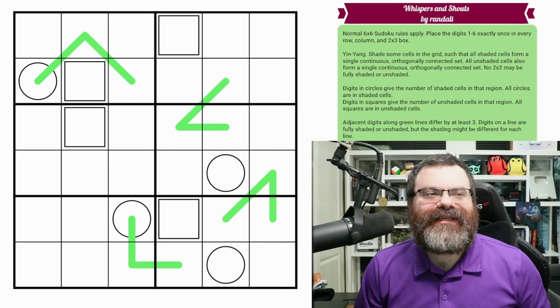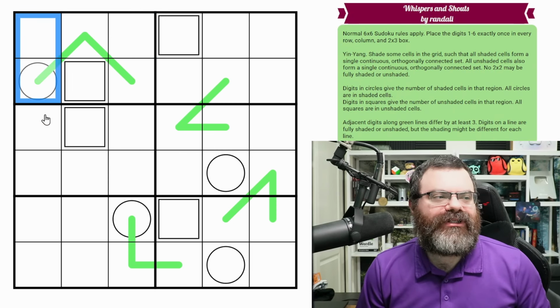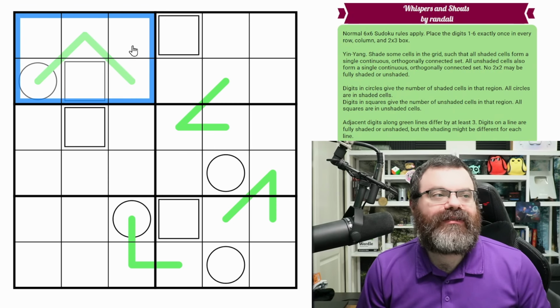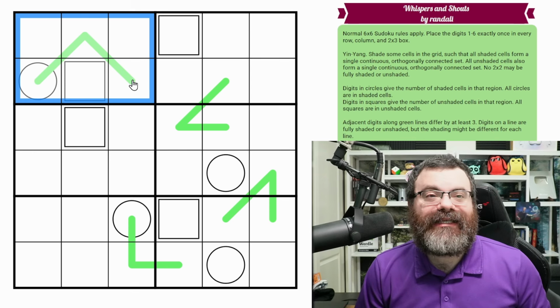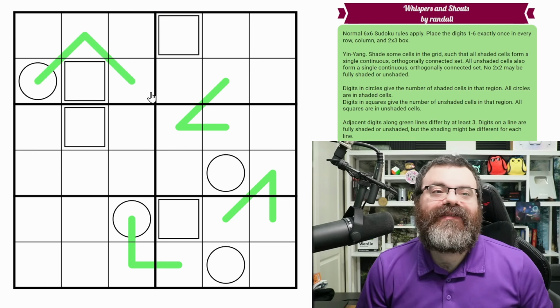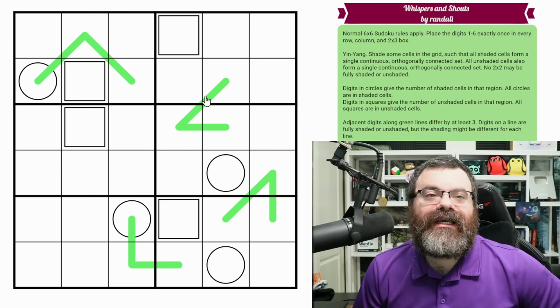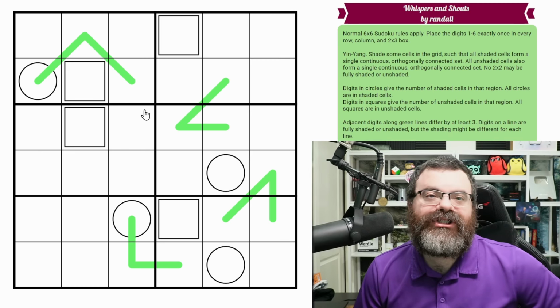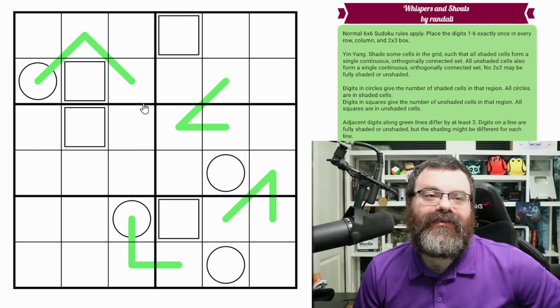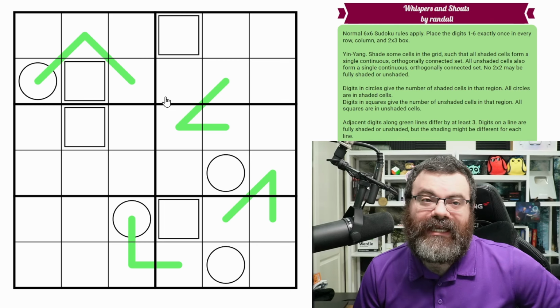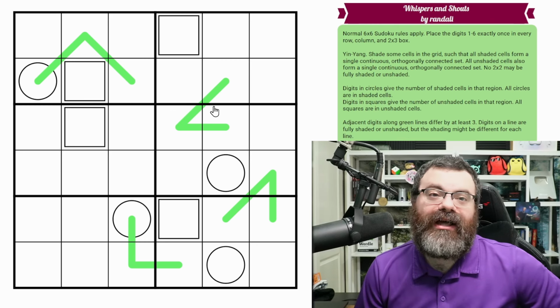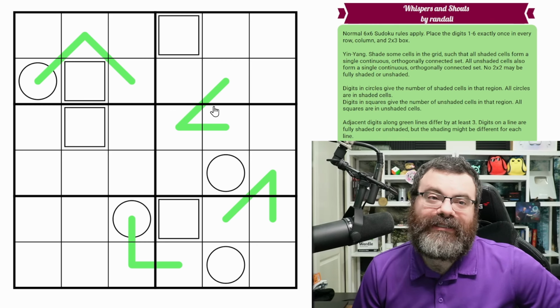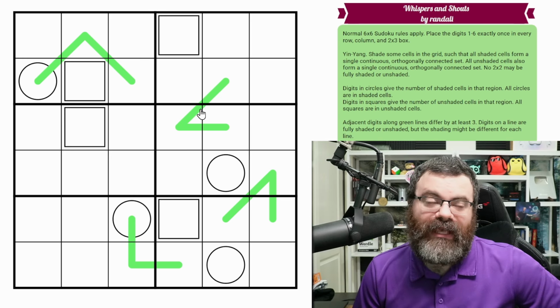So we have normal 6x6 Sudoku rules, so in each row, each column, and each 2x3 box, we are placing the digits 1 to 6 exactly once each. We also have yin yang. So we're going to be shading some cells in the grid. All of the shaded cells form a single continuous orthogonally connected set, and all unshaded cells also form a single continuous orthogonally connected set.